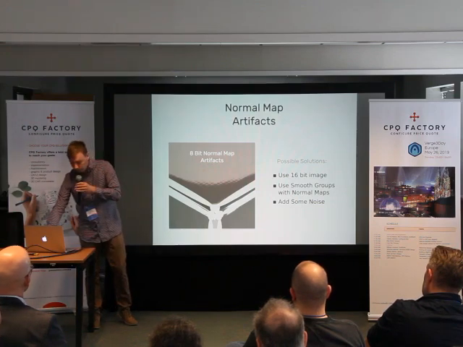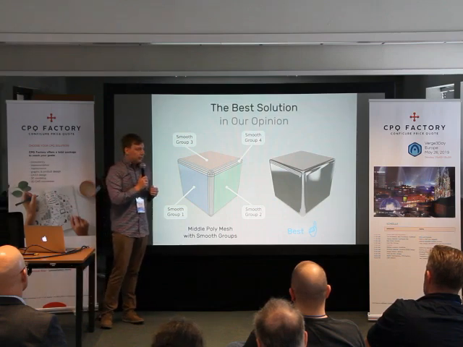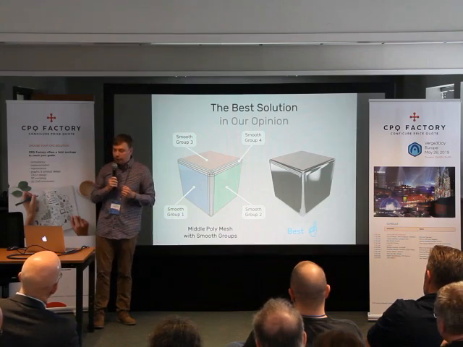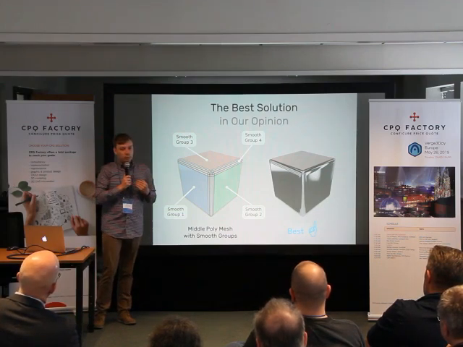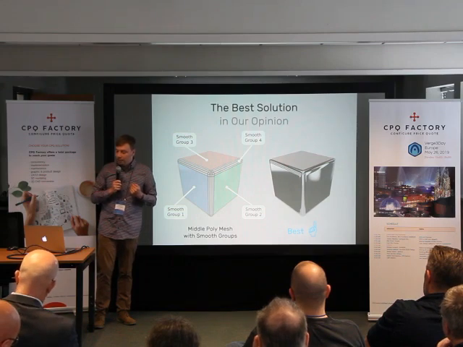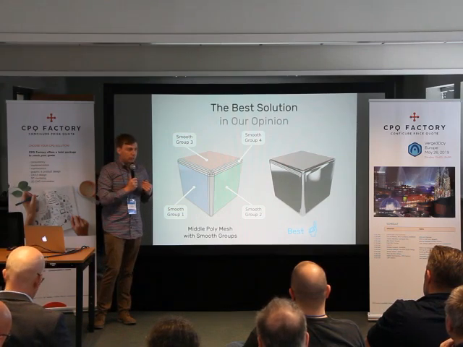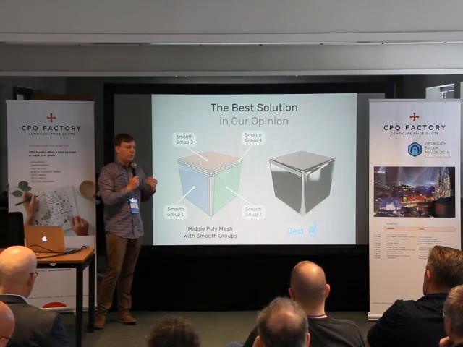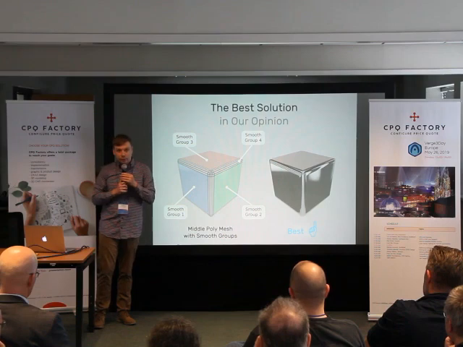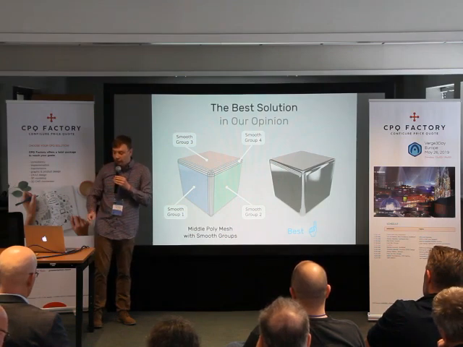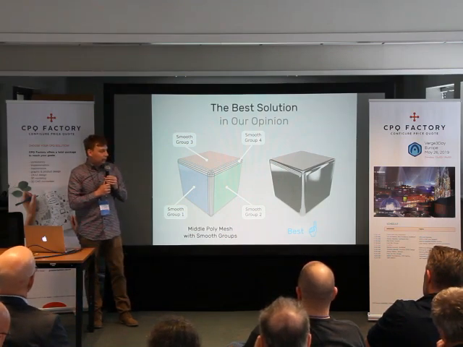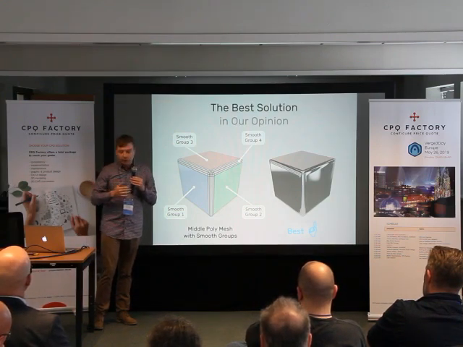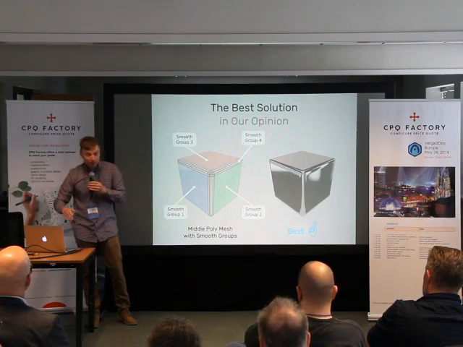So what to do? We made a lot of different tests on different 3D applications over the last 6 years, and came, in our opinion, to the best solution: use a middle poly mesh with smooth groups for high glossy objects without baking a normal map from high poly to low poly. This seems to be simple, but many people still use baking from high poly to low poly and different things. So it's our recommendation.